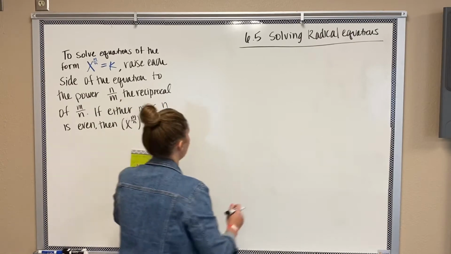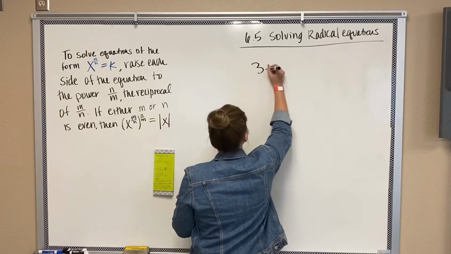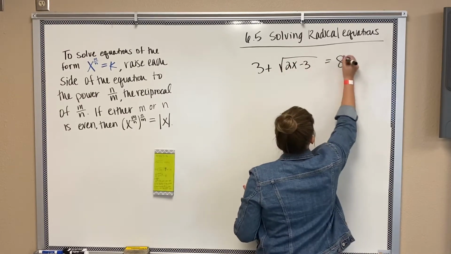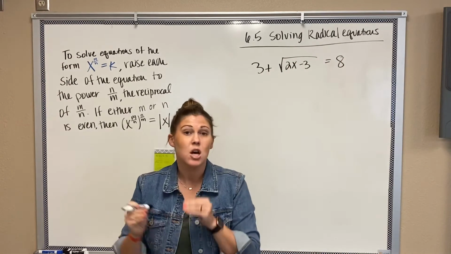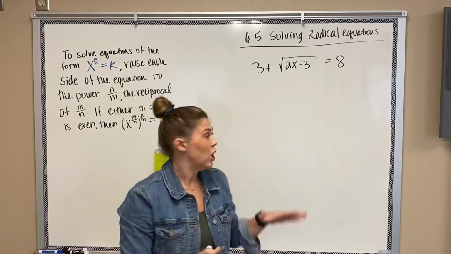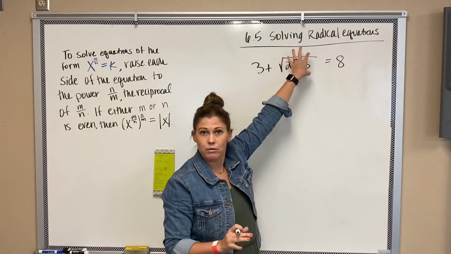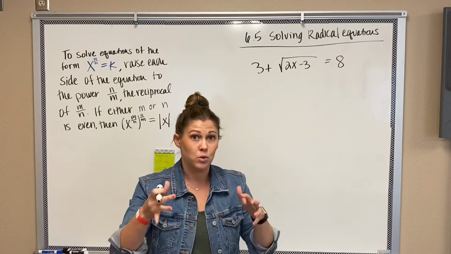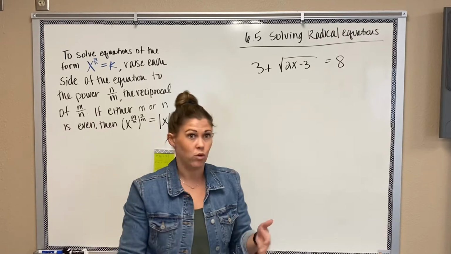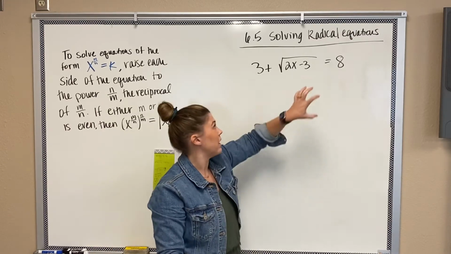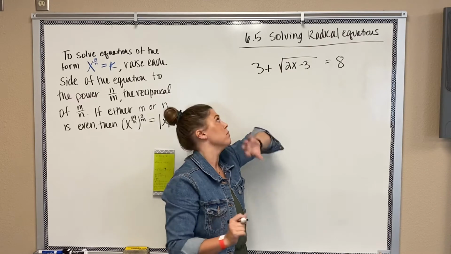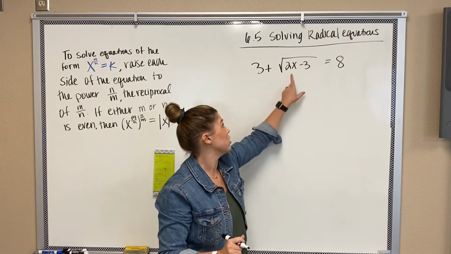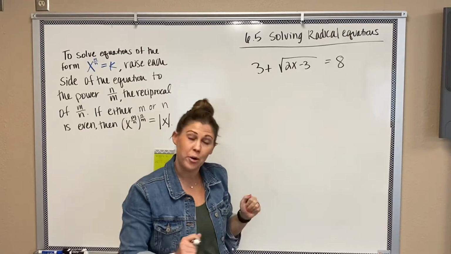Okay, so the first problem that we're going to do is 3 plus the square root of 2x minus 3 is equal to 8. When solving these, square root or radical or whatever, we're trying to get this by itself. Always try to get the radical by itself, and then we're going to undo that radical to solve for this x. Think of this like a variable. So that's all we're doing, trying to get x. Okay, so let's do that.